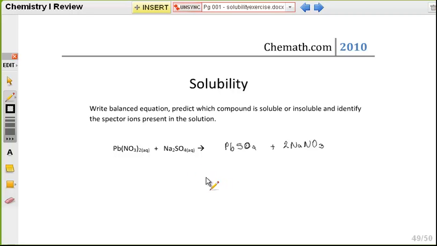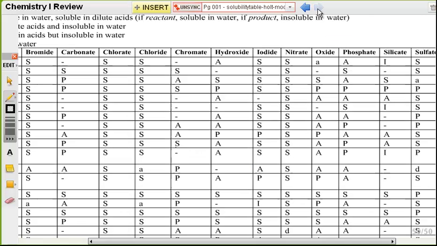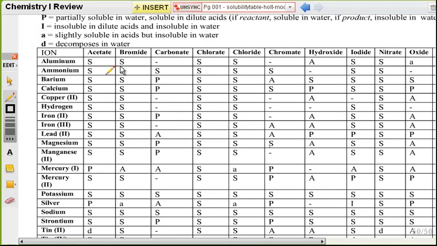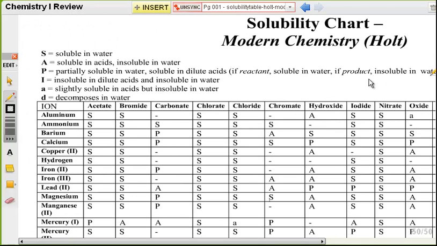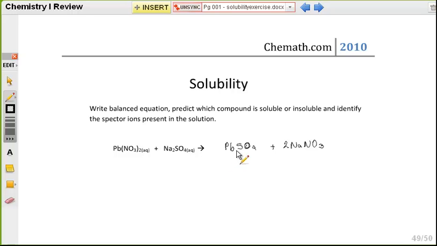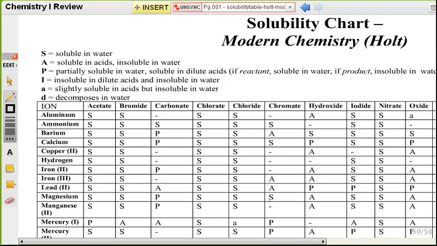So then, my next step is to know which of those compounds are soluble or insoluble. If you have a chart of solubility like that one, it's going to show you which compounds are soluble or insoluble in solution. So right here we have the lead sulfate, right? So you're going to see the chart here.